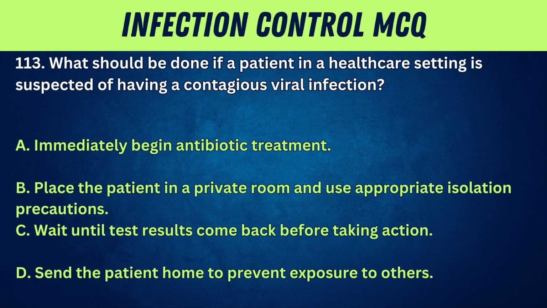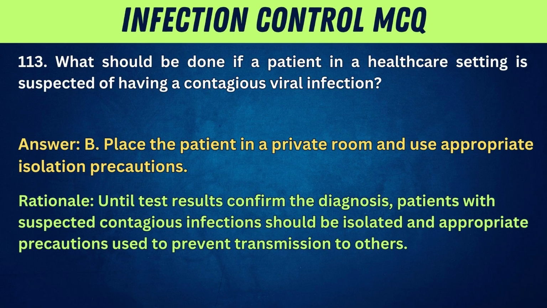113. What should be done if a patient in a healthcare setting is suspected of having a contagious viral infection? A. Immediately begin antibiotic treatment. B. Place the patient in a private room and use appropriate isolation precautions. C. Wait until test results come back before taking action. D. Send the patient home to prevent exposure to others.